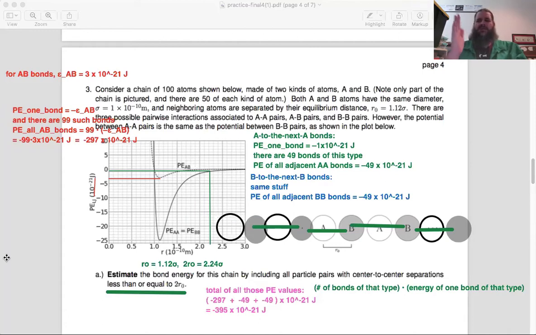You can say the first atom has a bond to the next atom. The second atom has a bond to the next atom, and so on, except the last one does not have a bond to the next atom because there is no next atom.